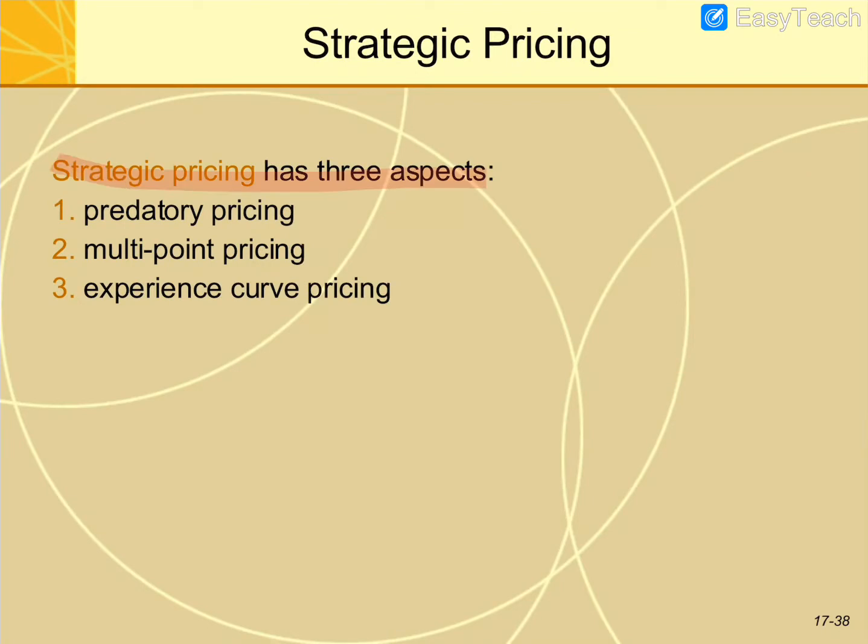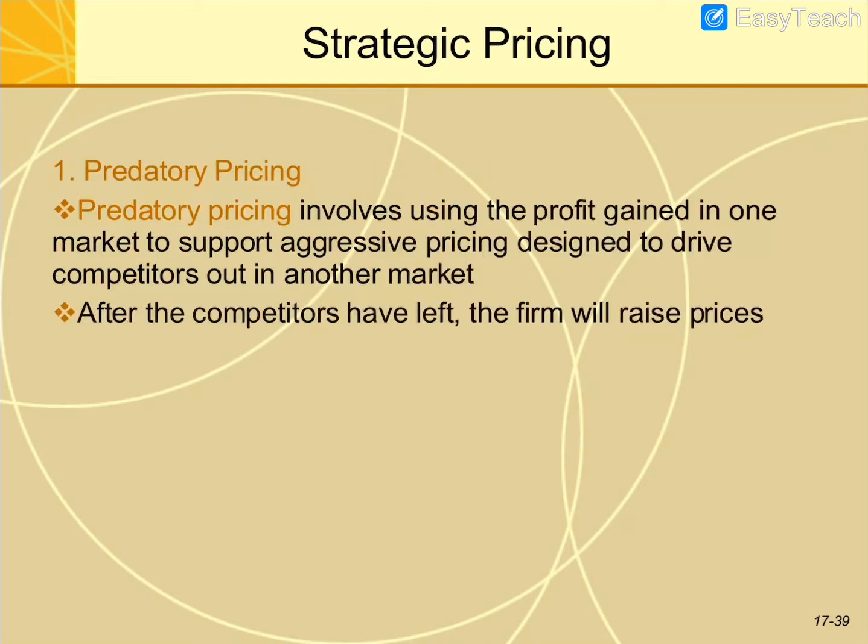Okay, next we have strategic pricing. Strategic pricing has three aspects: predatory pricing, multi-point pricing, and also experience curve pricing. Okay, predatory pricing involves using the profit gained in one market to support aggressive pricing designed to drive competitors out in another market. After the competitors have left, the firm will raise prices. This is predatory pricing.